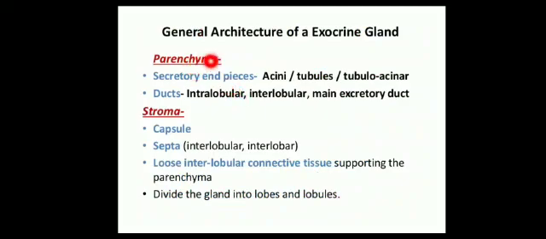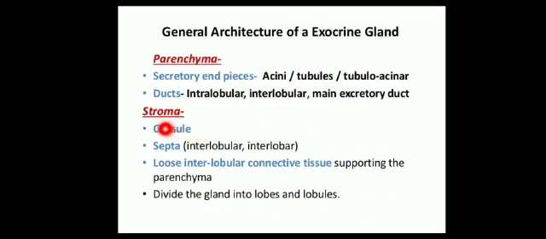Now, what is the general architecture of an exocrine gland? It has a parenchyma and a stroma. The secretory part of any gland is known as parenchyma. It has the secretory end piece and ducts. The ducts can be intralobular, interlobular, and the main excretory duct. And the stroma is made up of connective tissue.